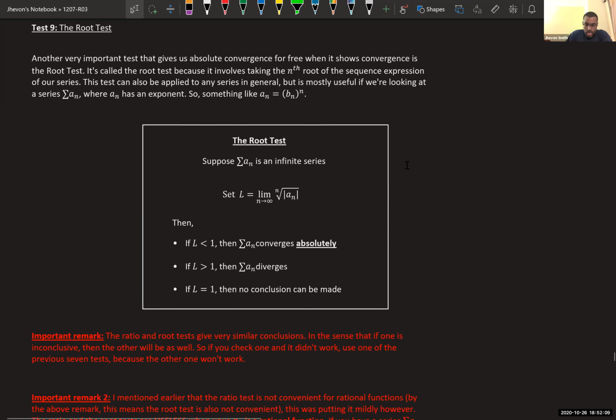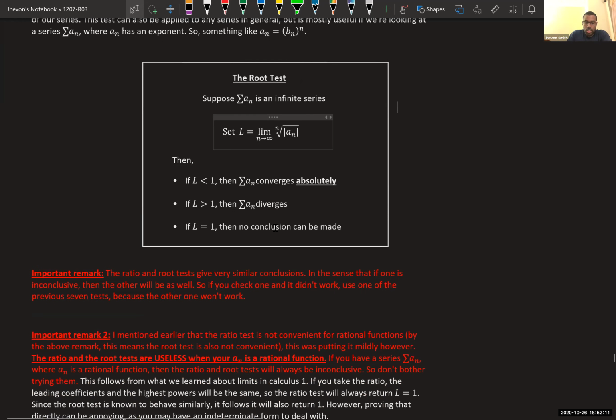So I do want to say something here. The conclusions are very similar, but you should be aware that the ratio test and the root test are even more similar than that. They actually go hand in hand, meaning they will give the same conclusions in all the same situations. So if you're in a situation where the ratio test is inconclusive, then it turns out that the root test would also be inconclusive.